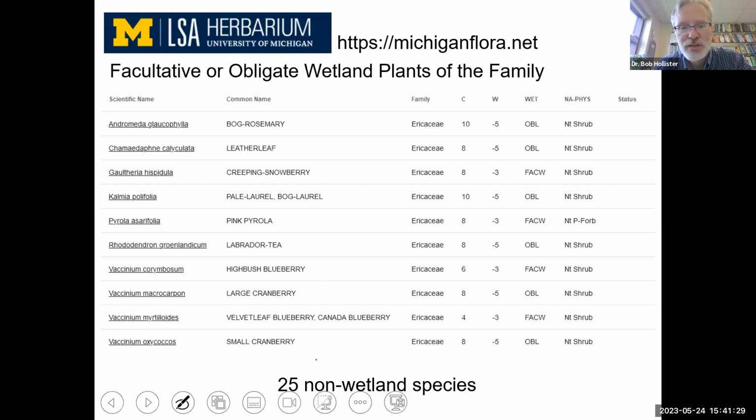So here's your list. These are almost all associated with peatlands, acidic soils. There's another 25 species that are non-wetland, but the ones in wetlands are very much, well, the family in general likes acidic soil. Rhododendrons in general, azaleas, rhododendrons, of this family.